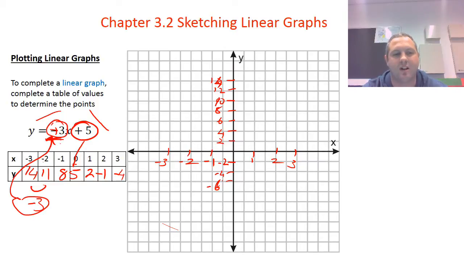Alright, so -3, I'll do this in a different colour so you can see. So -3 and 14, so go across to -3 up to 14, put a dot. Across -2 to 11, then -1 equals 8, 5, and then we go down to 2, -1, and -4. Okay, and as you can see, it's going down in a negative slope when you join them. Nice and easy.